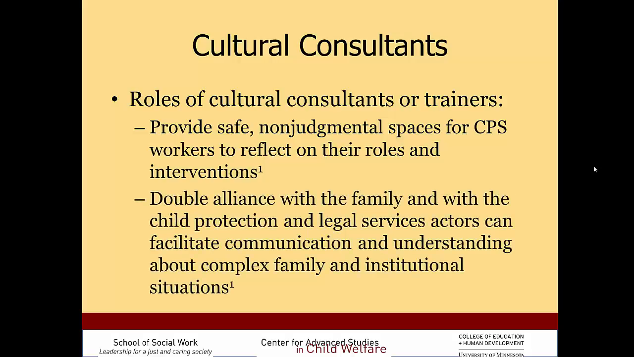Cultural consultants are able to develop a double alliance with the family and with the child protection and legal services actors, which can facilitate communication and understanding about complex family and institutional situations.